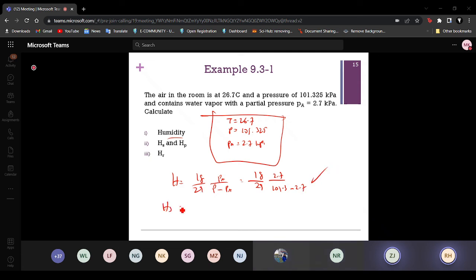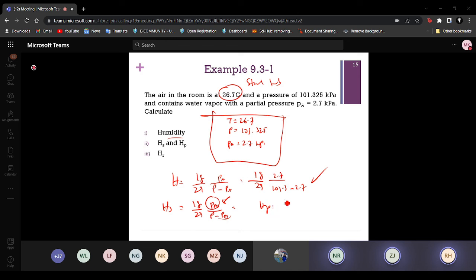Okay, HS is 18 by 29, times vapor pressure divided by pressure minus vapor pressure. So where do you get the vapor pressure? You go and look at the steam table. At 26.7, what is the vapor pressure? So put in the value and get the HS value.